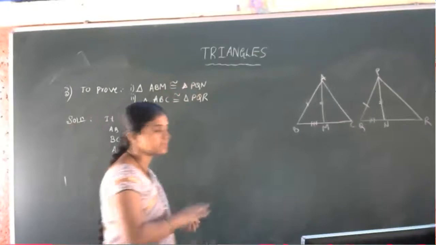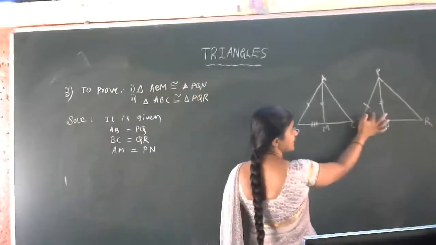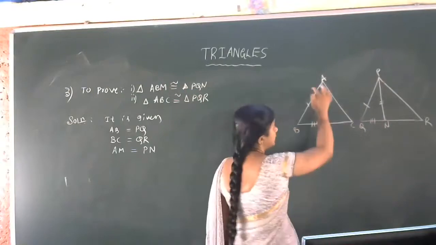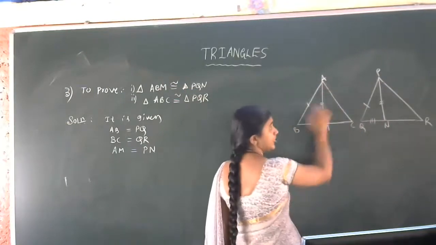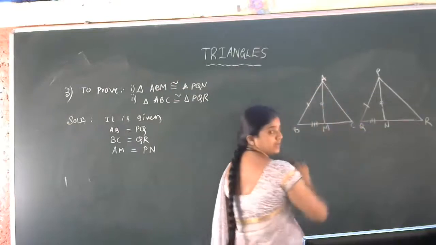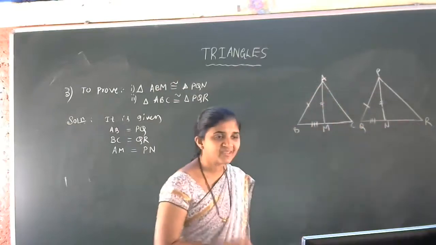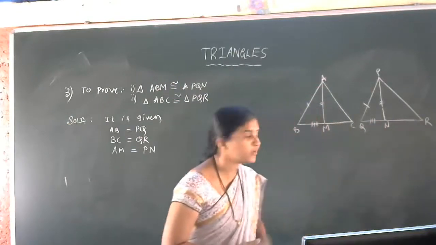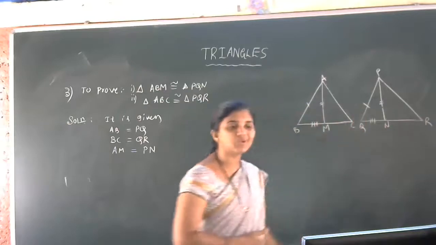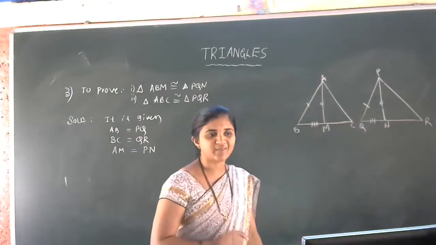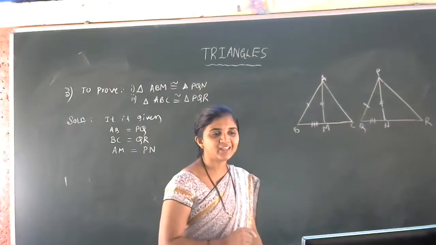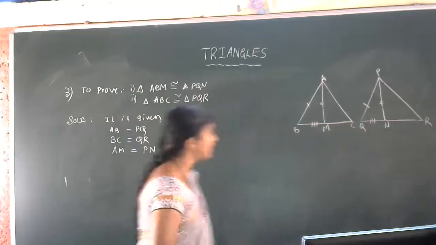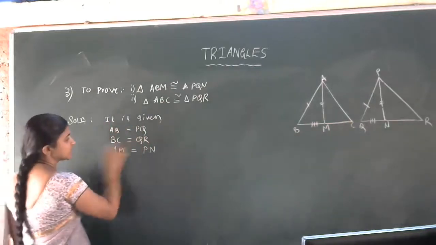Using these three data, we have to show the congruency of ABM and PQN. So let us discuss once. If we choose triangle ABM and triangle PQN, can we get the parameters? AB is equal to PQ we will get. AM is equal to PN we will get. Which is the third data? Actually, total BC is equal to QR. But we need BM equal to QN. There is one trick. The word median is there. Median means it divides the third side into two equal parts. BC is equal to QR is given.